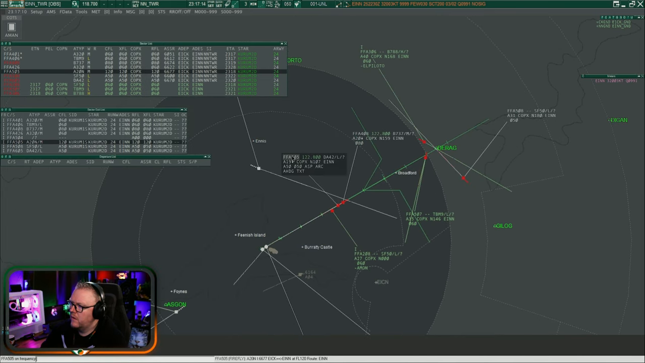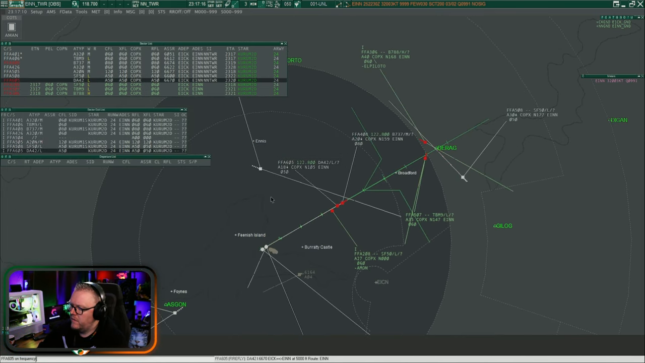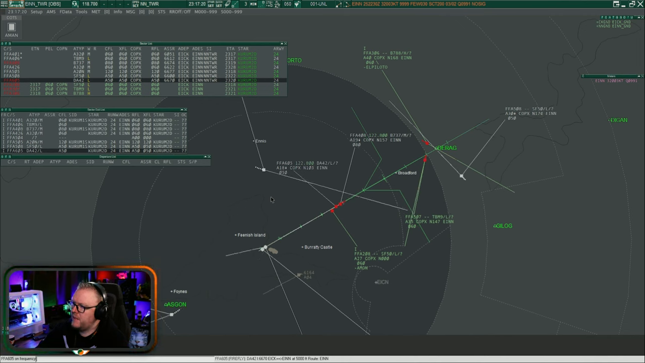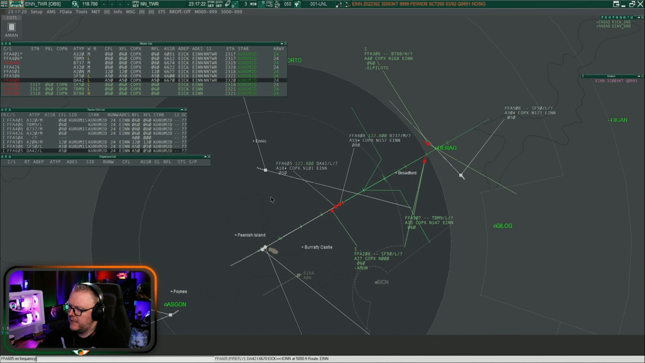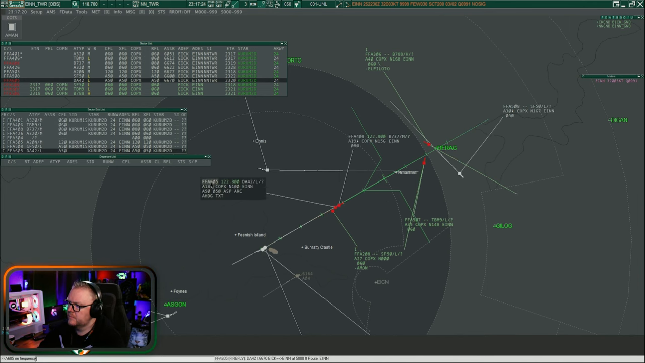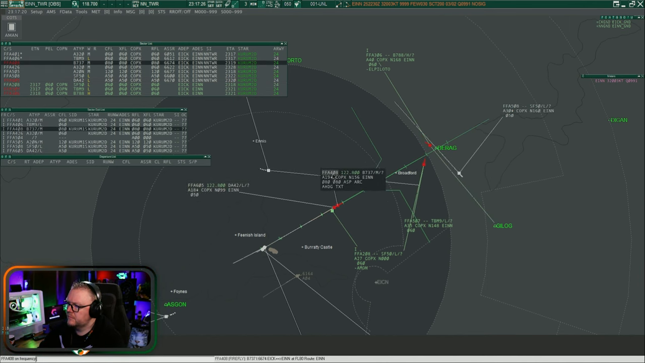605, you going? Firefly 605, winds 320 at 3 knots, runway 24, clear to land. Firefly 605, clear to land. Thank you.